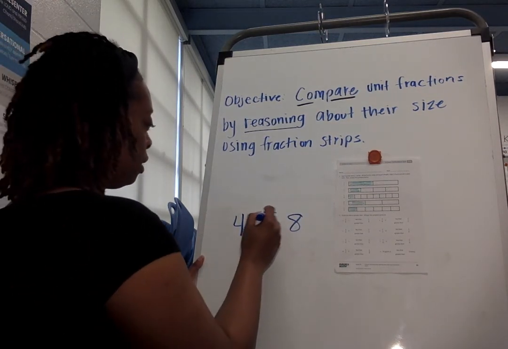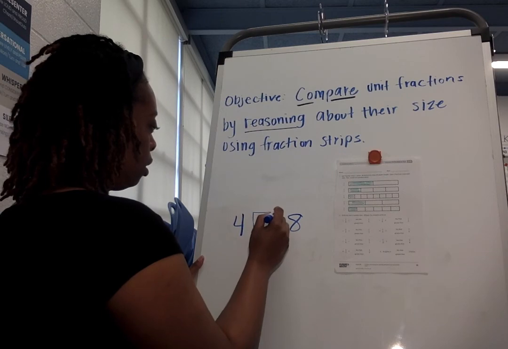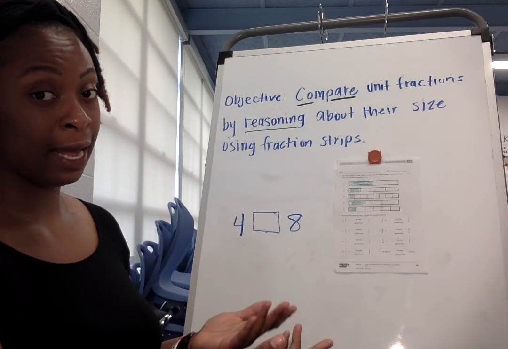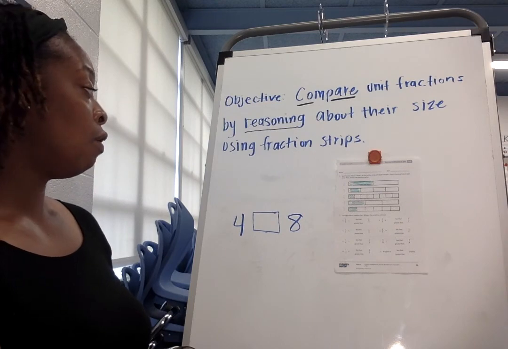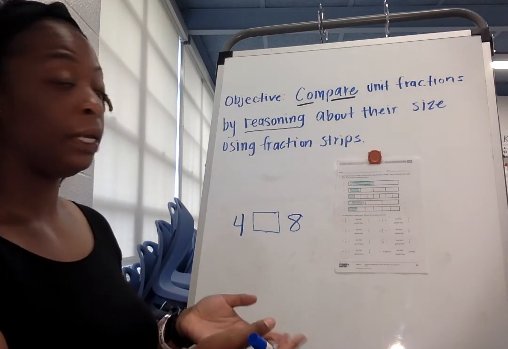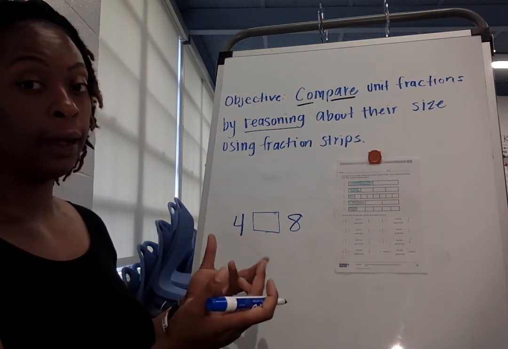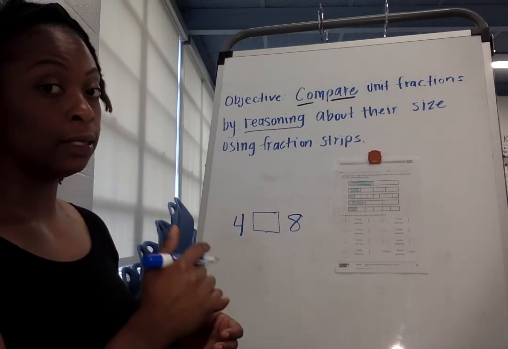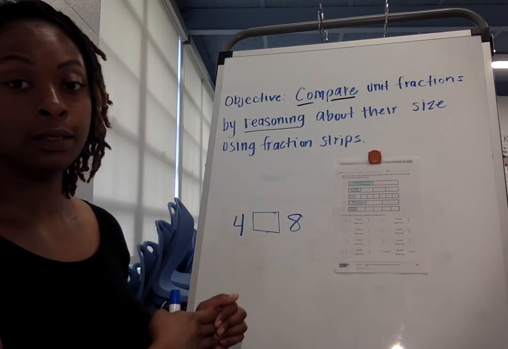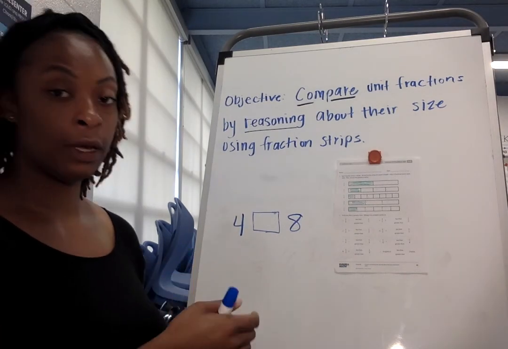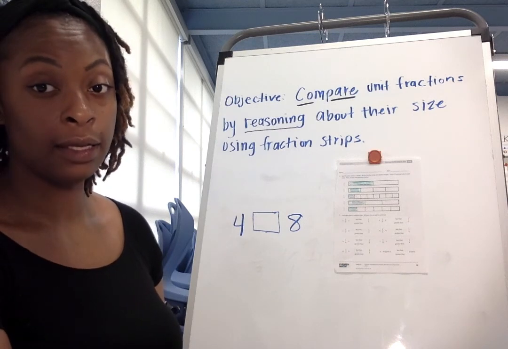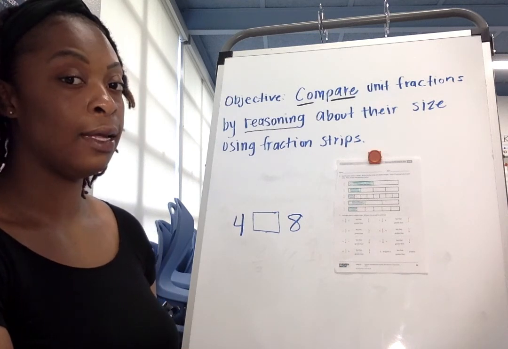and I have to put here either 4 is equal to 8, meaning 4 and 8 are the same. 4 is greater than 8, meaning 4 is a bigger number than 8. Or 4 is less than 8, meaning it's not as big as 8. Okay? So we all know that 4 is a smaller number than 8. So 4 is less than 8.